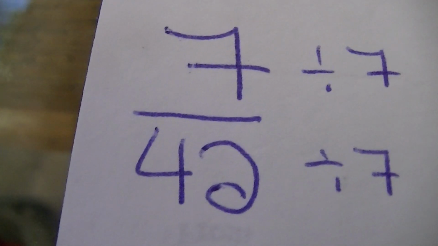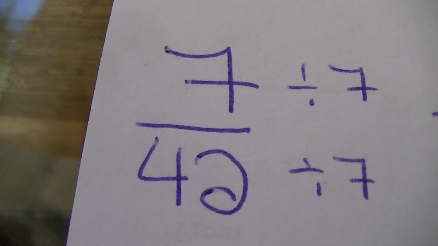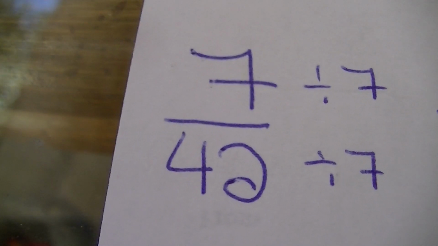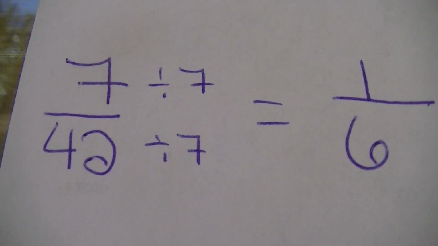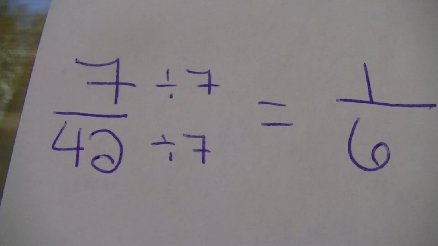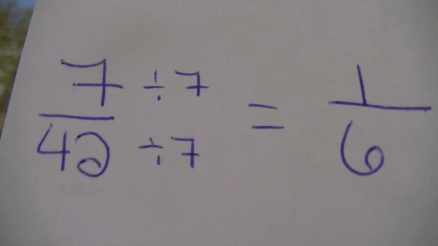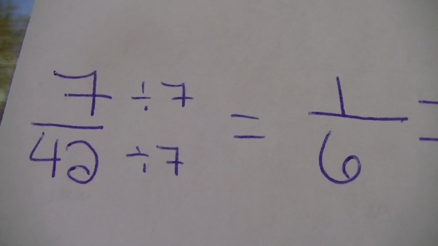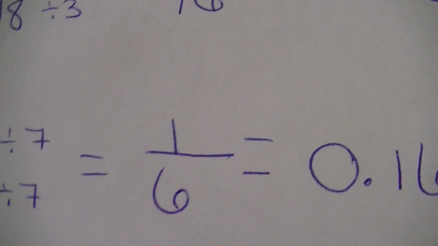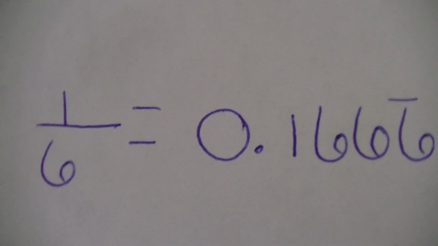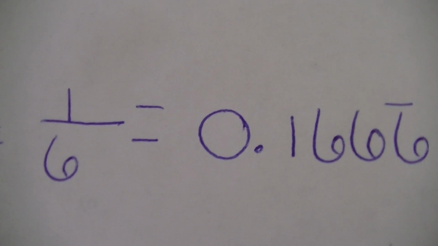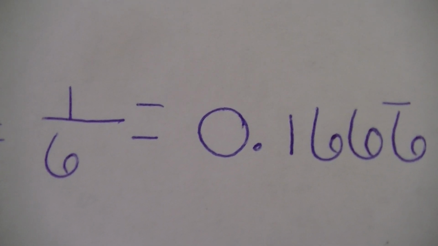We got 7 over 42. 7 and 42 both divisible by 7, so I'm going to divide the top and the bottom by 7. 7 goes into 7 one time. 7 goes into 42 6 times, so it turns it into 1/6. Again, I'm going to take my calculator, top number, divided by bottom number, equals, and what I'll get is 0.1666666 repeating.